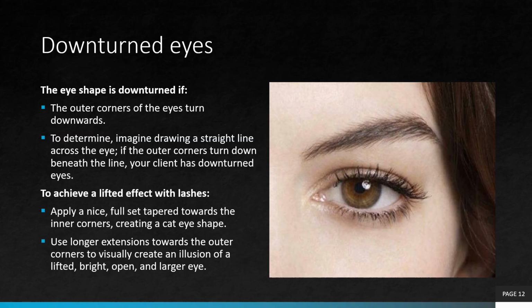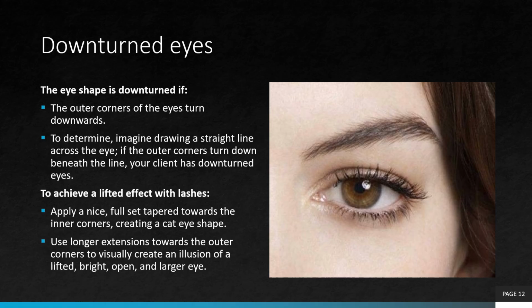When working with clients who have downturned eyes, it's important to recognise this eye shape by noting that the outer corners of the eyes turn downwards. One way to determine if your client has downturned eyes is to imagine drawing a straight line across their eye. If the outer corners fall below this, then the eyes are considered downturned.